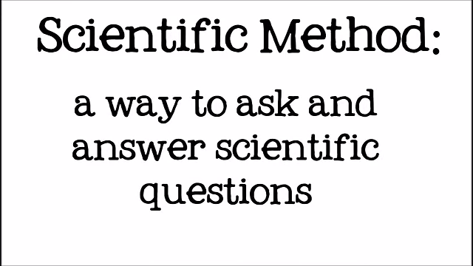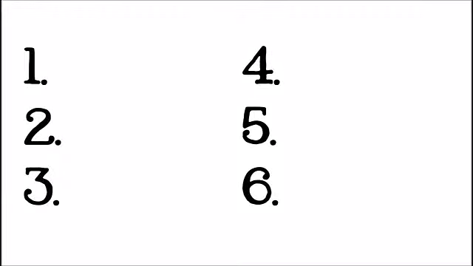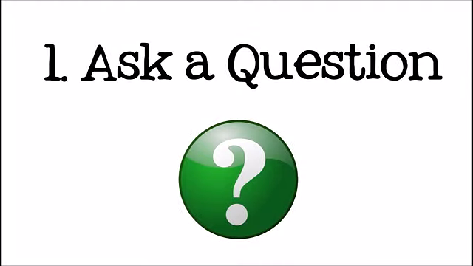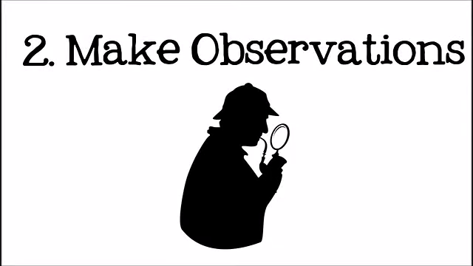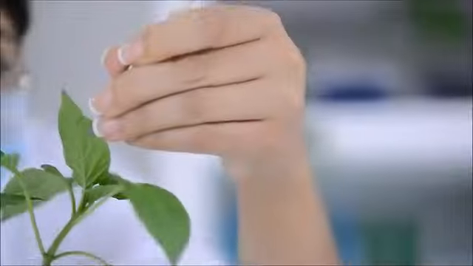The scientific method is a way to ask and answer scientific questions by making observations and doing experiments. There are 6 simple steps to follow. First, ask a question or identify the problem you would like to solve. Second, make observations and do research about your topic.